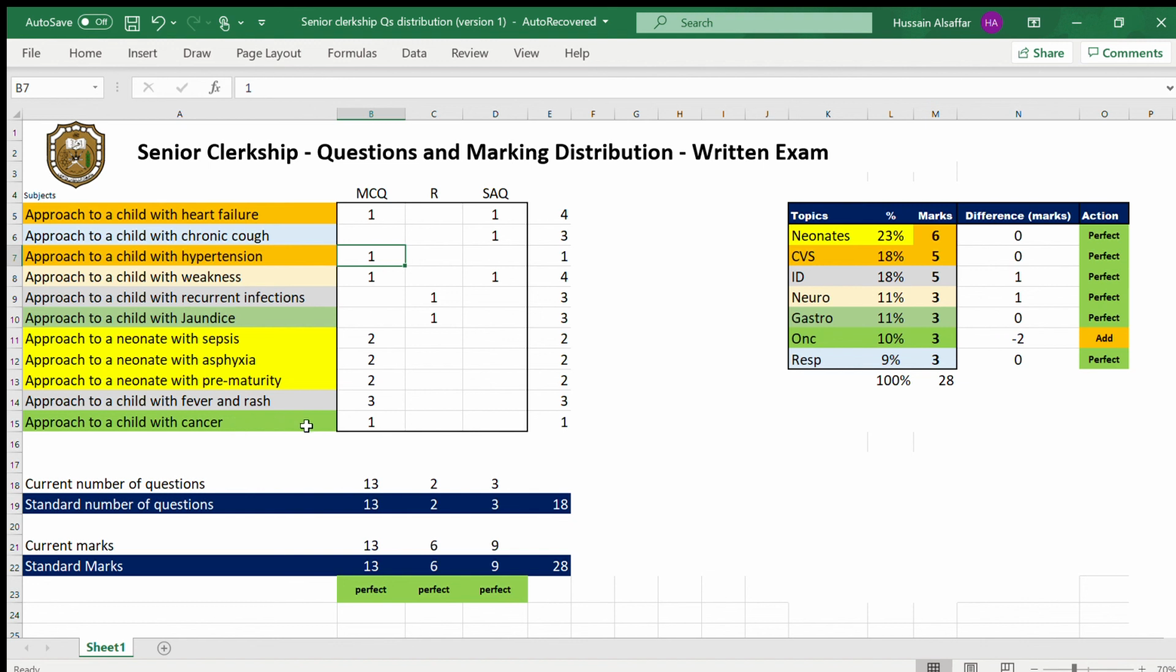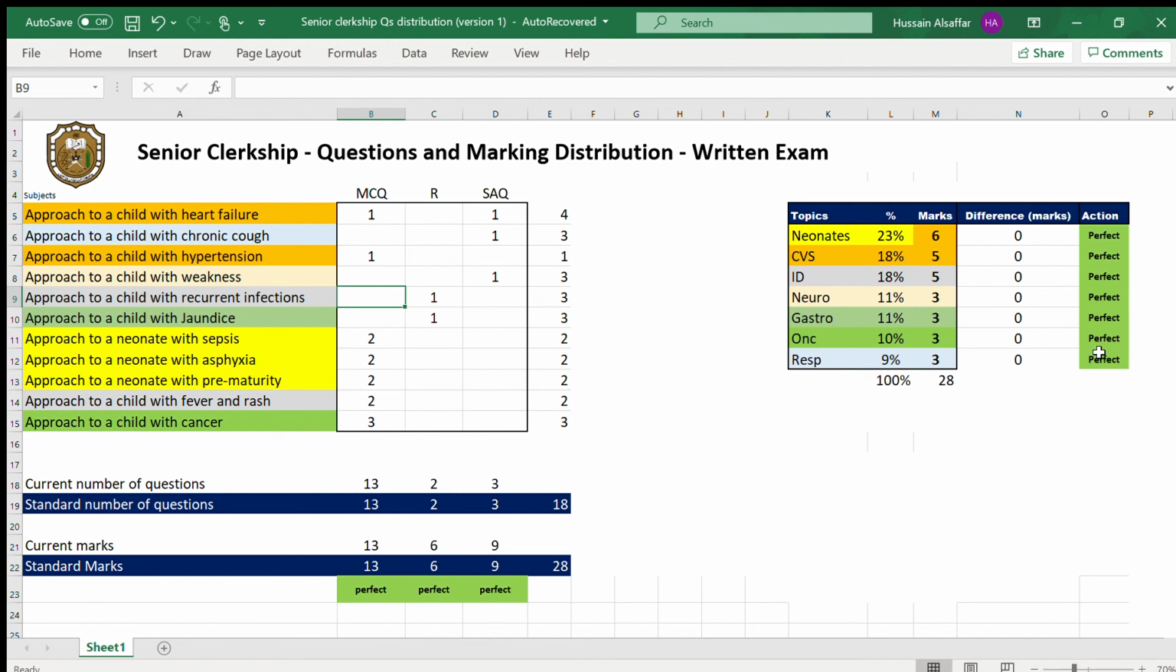So oncology here we have only 1. What we can do is, if we make it, for example, 3 MCQs in here, so that is perfect in there. However, we have extra marks for ID and neurology. ID, if we remove 1 from here, so that would be 2, that's ID, and neurology weakness, perhaps we remove this one. So we are good back again. Perfect in here, perfect in there.